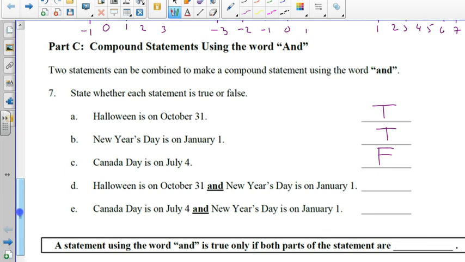Halloween is on October 31st and New Year's Day is on January 1st. True. Canada Day is on July 4th and New Year's Day is on January 1st. False. A statement using the word and is true only if both parts of the statement are true. So when you say and, then they both must be true.